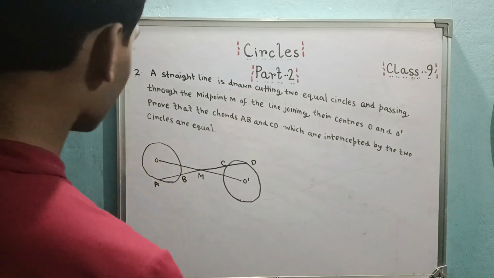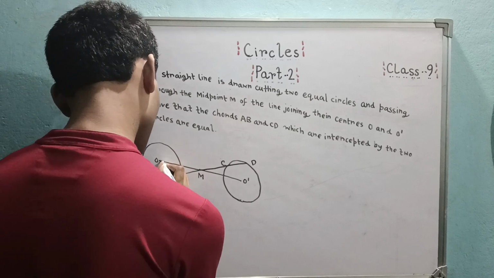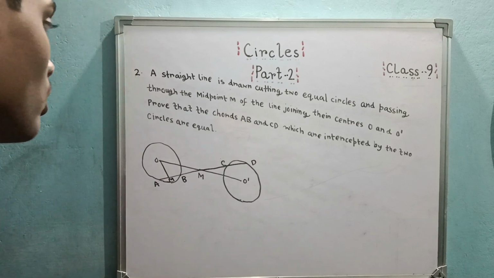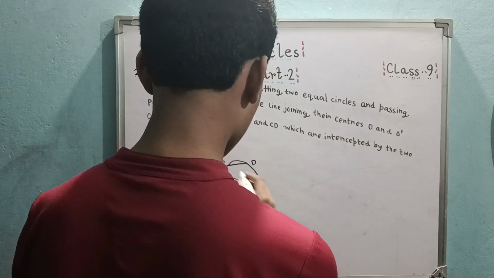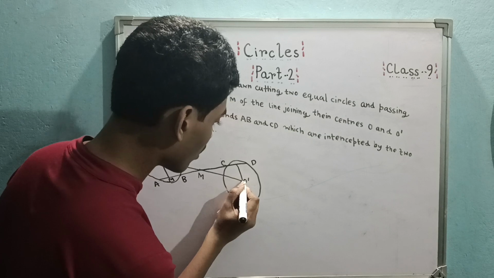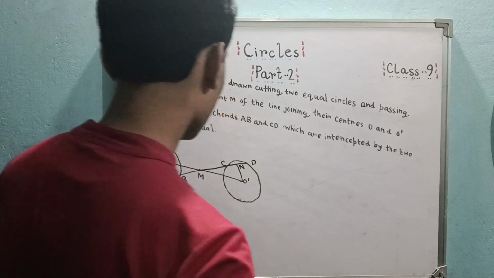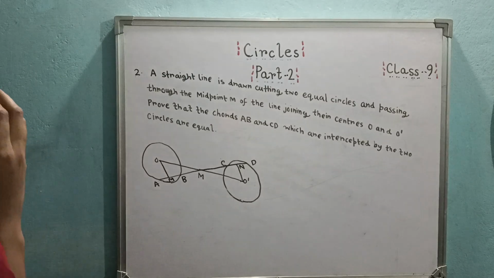So here my center is O. AB is a chord. So suppose here I draw OM as a perpendicular. Okay. And similarly here, O dash is my center, CD is the chord. I draw a perpendicular O dash N on this chord CD. Suppose this is one case. Okay. Then what do we have here?